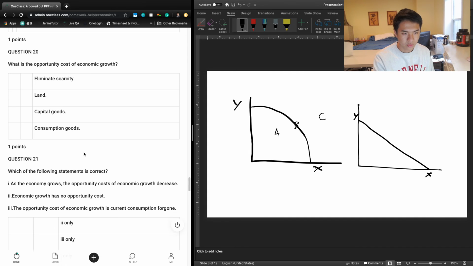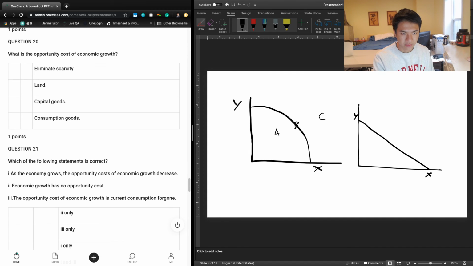Question 20. What is the opportunity cost of economic growth? It says eliminate scarcity, so you don't give up anything. That's not the answer. There's nothing that eliminates scarcity. There will always be scarcity, right? So that's not going to be the case.